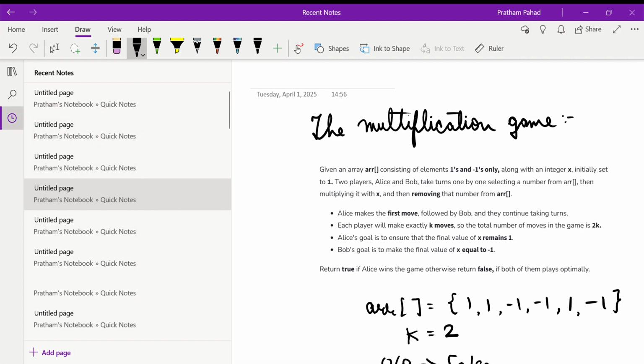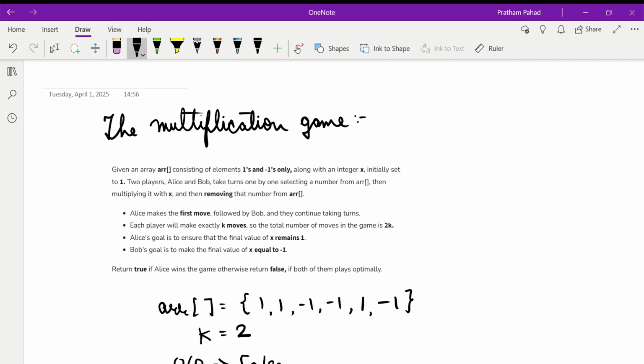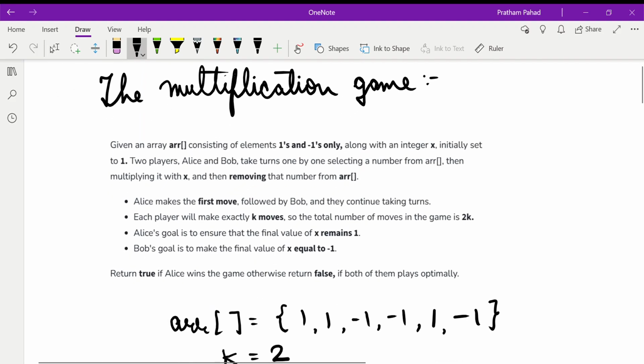Now let's move to the next problem, the multiplication game. This is a very interesting problem. This is an observation based pattern problem. Okay, now let's see what the problem says. Given an array consisting of elements 1 and minus 1 only, along with an integer x, initially set to 1.